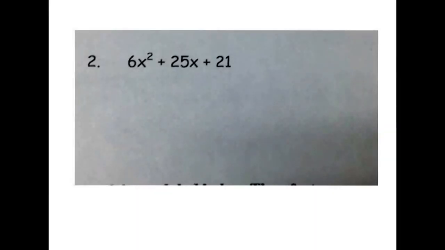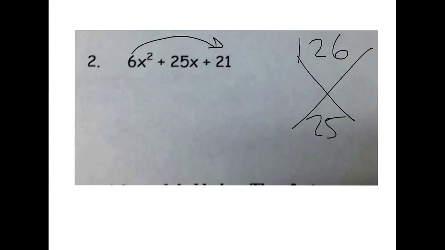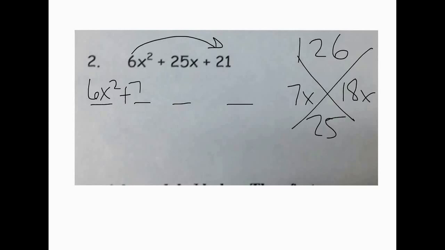Alright, the first problem here is 6 times 21 is 126. That's the top of the x. 25 is the bottom of the x. So I go through my calculator and I look for factors that multiply to be 126 and add to be 25. And I find out that it's 7 and 18. So this becomes 7x and 18x. Then I do my 4 parts. 6x squared plus 7x plus 18x plus 21.